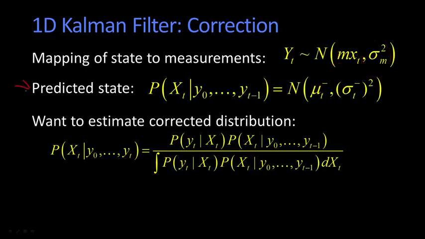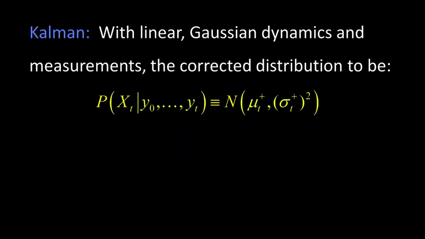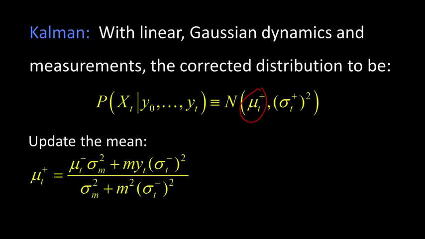Remember, we have our predicted state. We just did that. We said that that's mu sub t minus, the predicted mean. And then sigma t minus squared, that's the variance of the prediction. And what we want is the corrected estimated distribution. That's what this is here. So in Kalman, with linear Gaussian dynamics and Gaussian measurements, the corrected distribution is defined to be a new Gaussian, which is now mu t plus and sigma t squared plus. And what I want to do is show you the formula for that and then give you the intuition behind it.